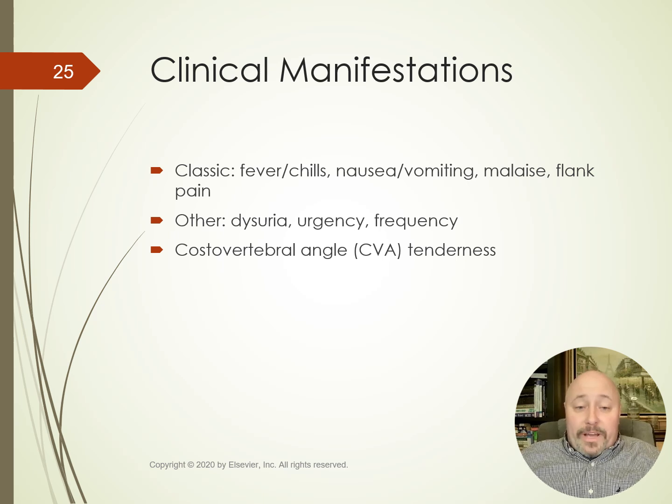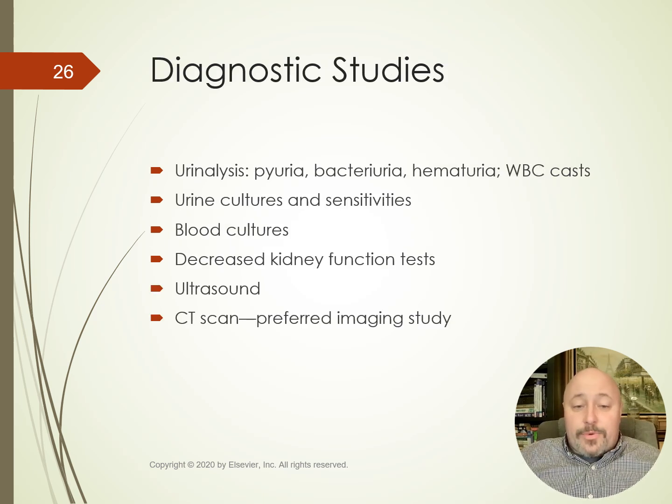For our clinical manifestations, the classic symptoms are going to be fever, chills, nausea, vomiting, malaise, and flank pain. It could also present with dysuria, urgency, frequency, or costovertebral tenderness. Our diagnostic studies would include a urinalysis looking for things like pyuria, bacteria, hematuria, or white blood cell casts. We would also include urine cultures and sensitivities, blood cultures, as well as renal function tests, ultrasounds, and CT scans.